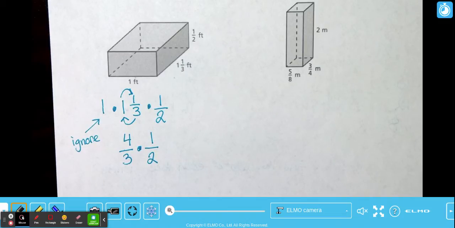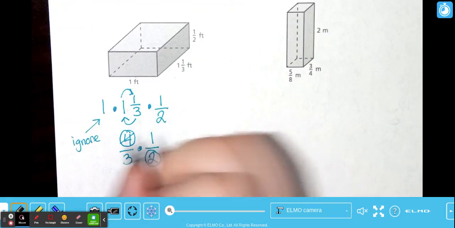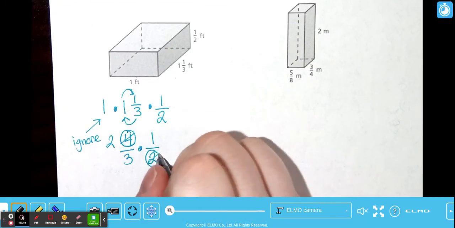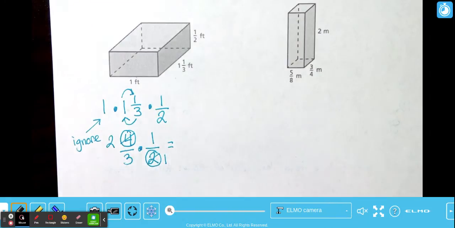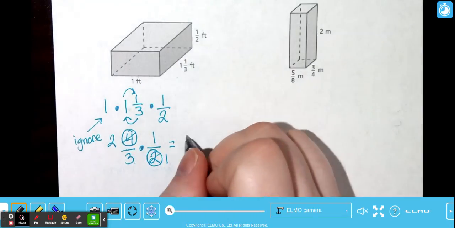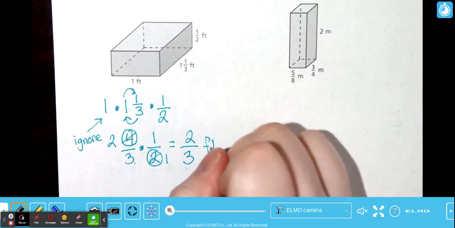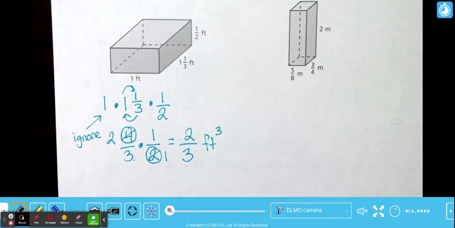Is there anything that cross-cancels? 4 and 2 can both be divided by? Yeah. What's 4 divided by 2? What's 2 divided by 2? Okay, now we multiply across because 1 and 3 don't cross-cancel. What's 2 times 1? What's 3 times 1? Okay, and that's going to be feet cubed.